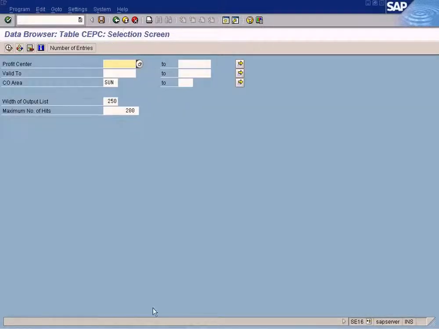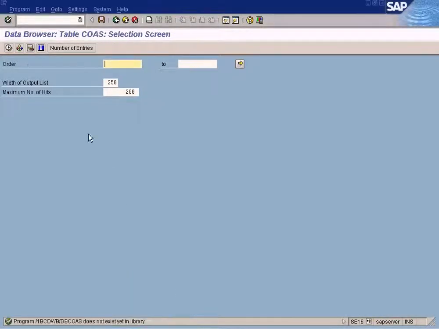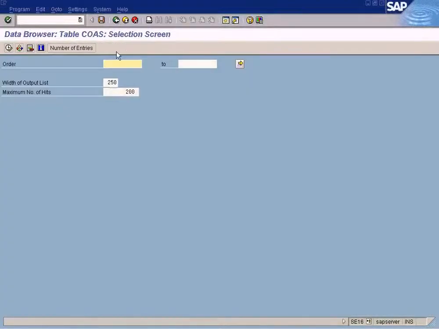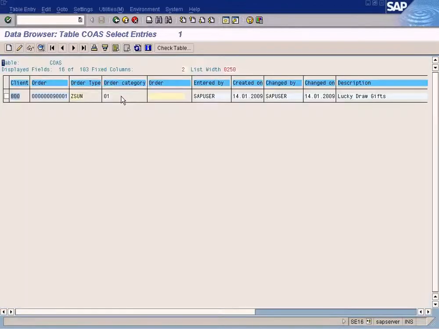And how about internal order? Internal order is stored in a table called COAS. Okay. Let's enter our internal order number 90001 over here. Right. Order type ZSUN. This is where it is, lucky draw gift. It's where it's stored.